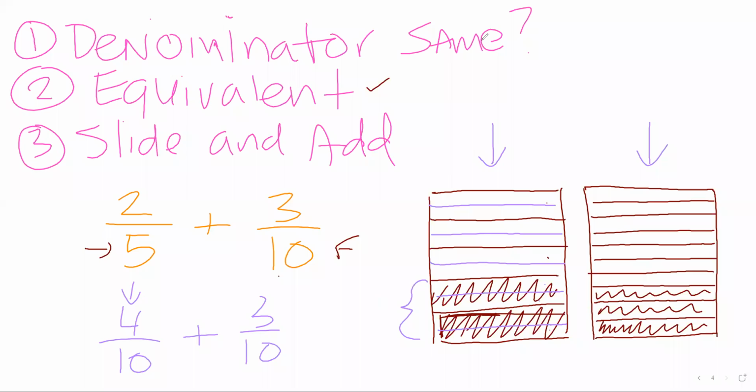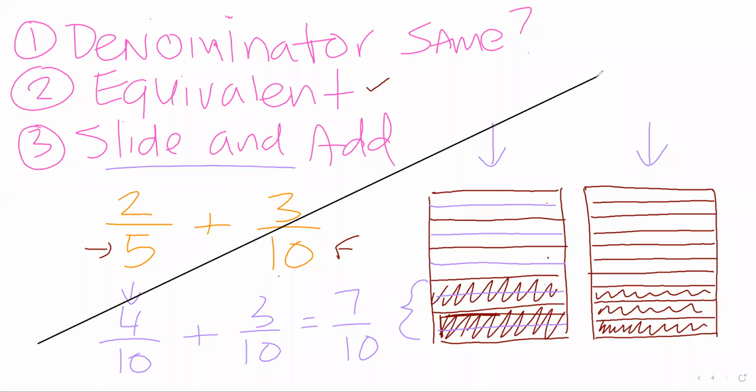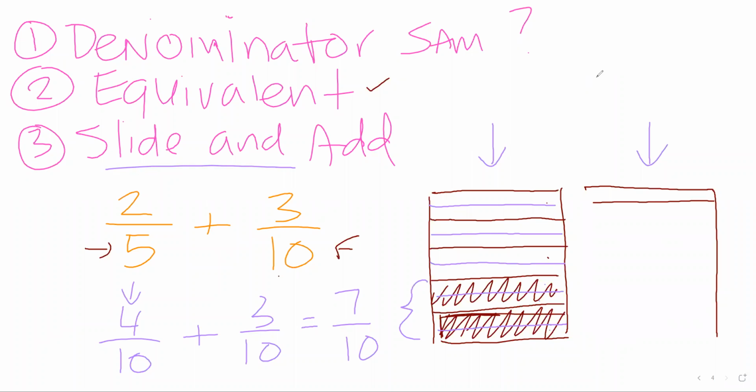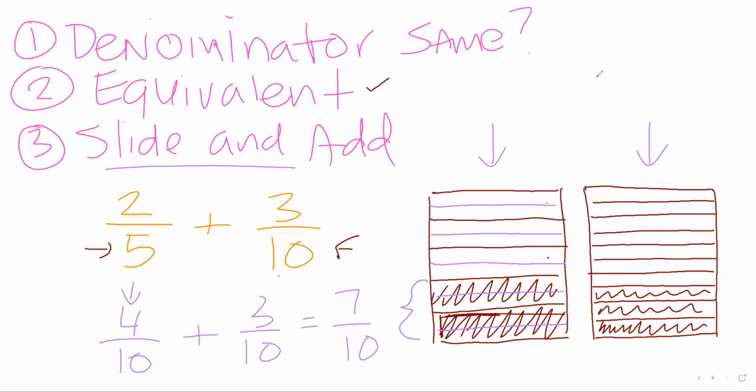So then if we just add those together, we're going to get 7 out of 10 because there's our trick, slide and add. And that's true if we go back and look at our model, right? I have, let's try that again, 1, 2, 3, 4, 5, 6, 7 pieces. And again, I did so all by creating an equivalent fraction, and then I followed my rules.